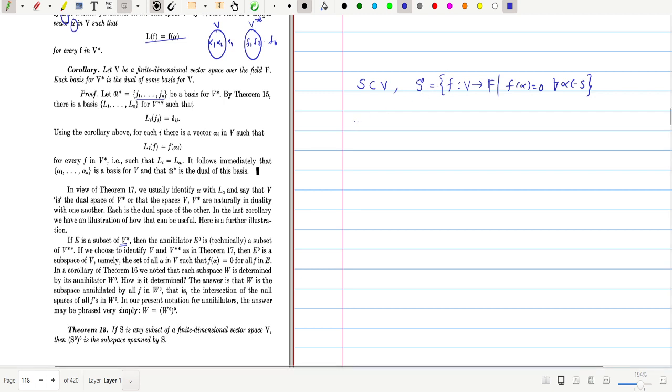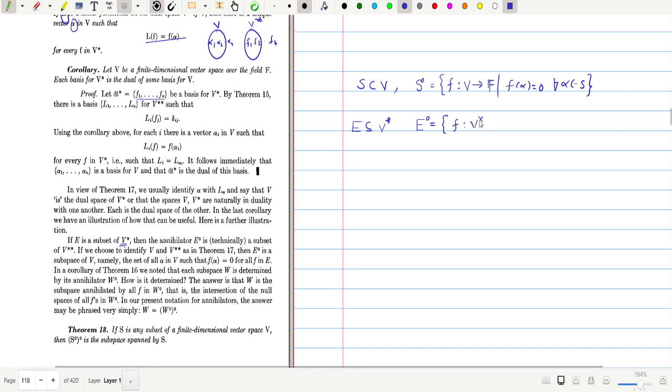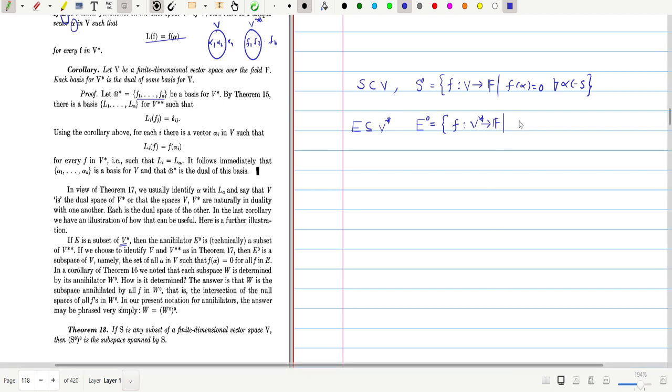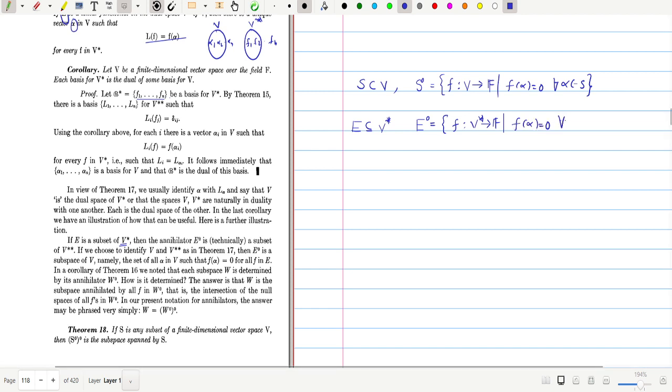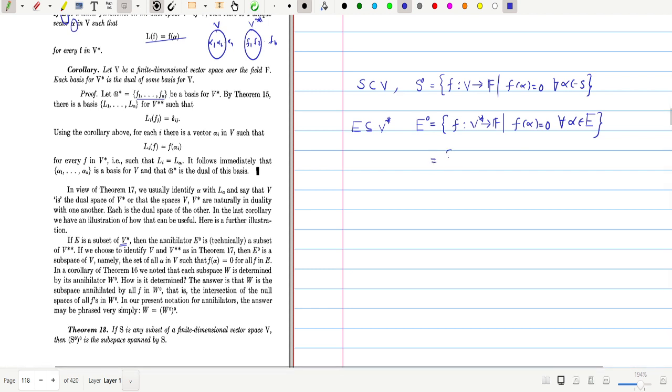So if we choose a subset E of V star, then what is E naught? In fact, this is a subset of V double star. This consists of all F from V star to F such that this F of alpha equal to 0 for all alpha belongs to E. So this is the definition of E naught.